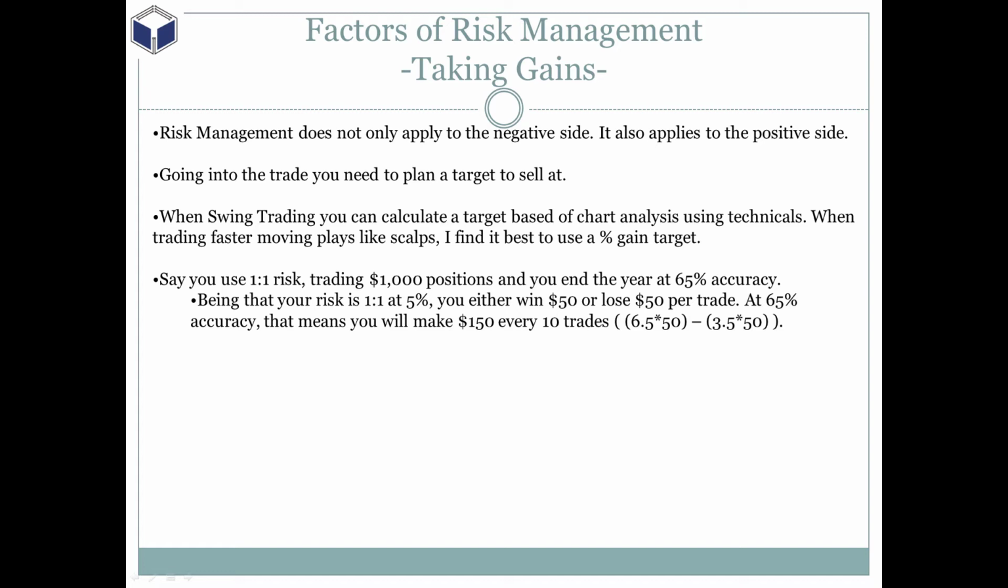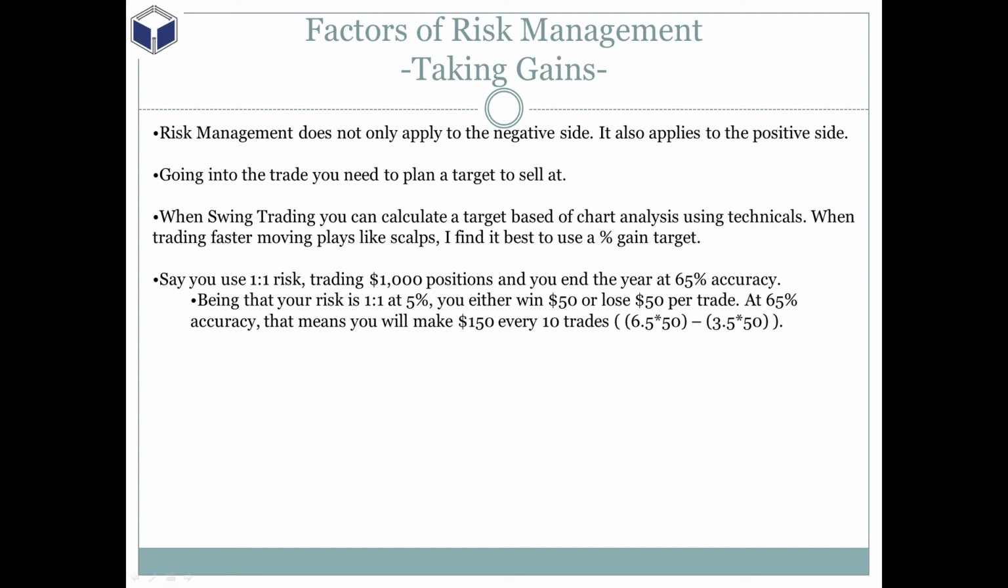If you end the year at 65% accuracy, being that your risk is 1-to-1 at a 5%, you either win $50 or you lose $50. At 65% accuracy, this would mean that you will make $150 every 10 trades. So basically you'd have 6.5 trades times $50 profit minus 3.5 trades times $50 loss. You would end up with $150 profit every 10 trades. So at the end of the year, with 65% accuracy on all your trades, you would basically average out to $150 profit per 10 trades in that example.